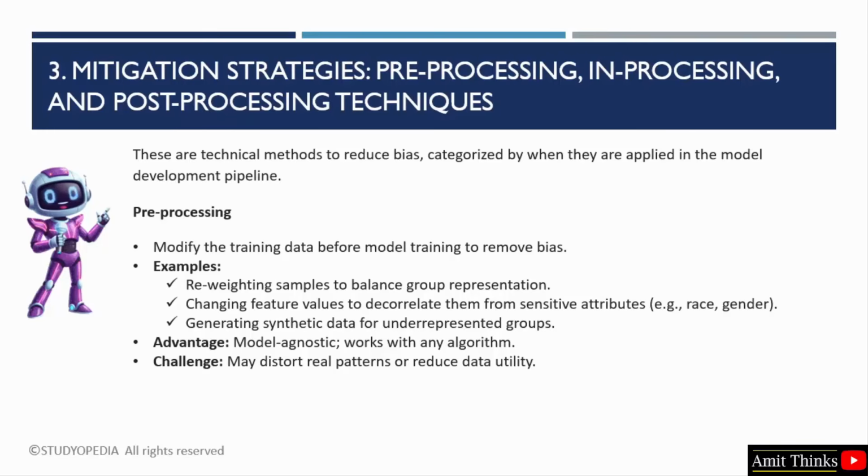Now let us see the mitigation strategies: pre-processing, in-processing, and post-processing techniques. Bias reduction techniques are grouped by when they are applied in the model pipeline, beginning with pre-processing. Adjust training data before model building to reduce bias. Examples can include reweighting samples to balance group representation, altering features to break links with sensitive traits, and creating synthetic data for underrepresented groups. The pros include that it can work with any model. The cons include it may distort real patterns or reduce data quality.